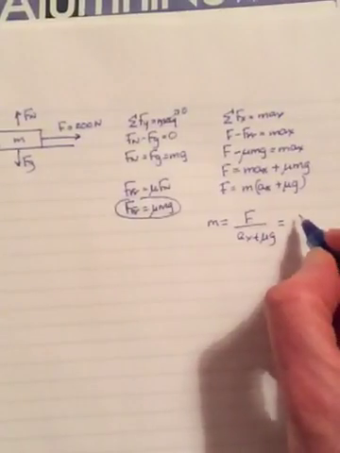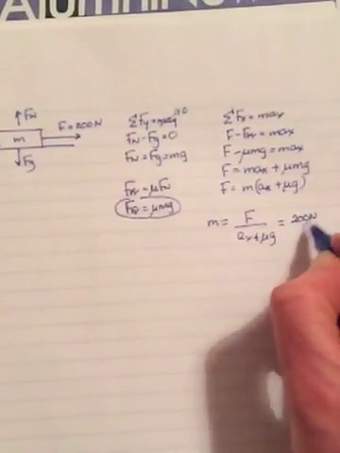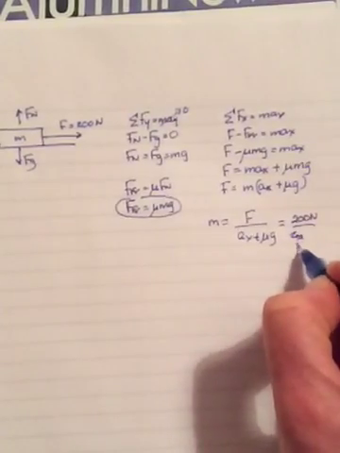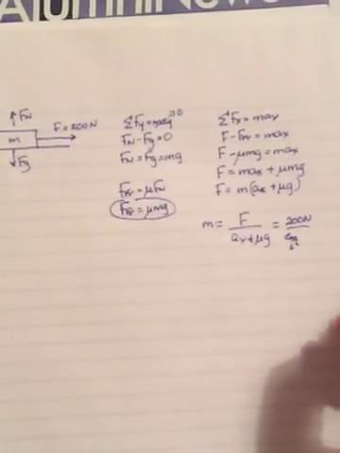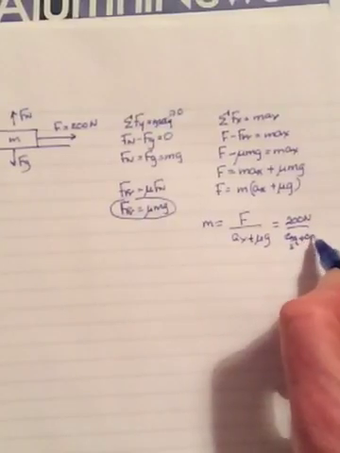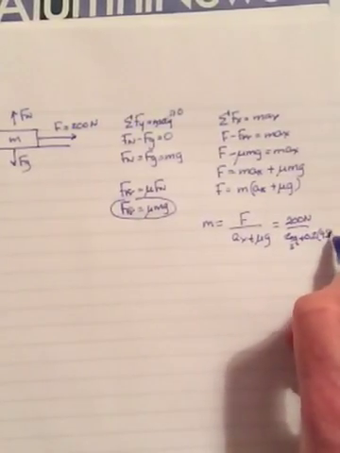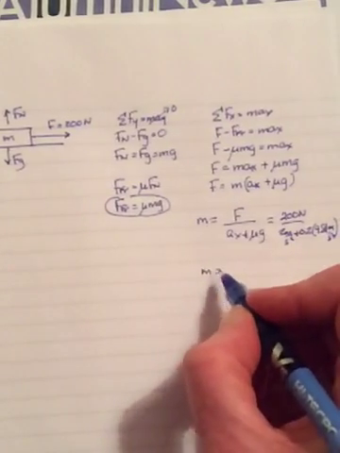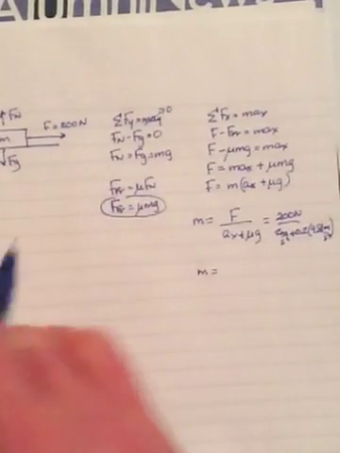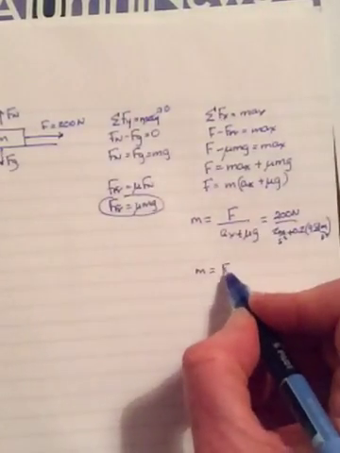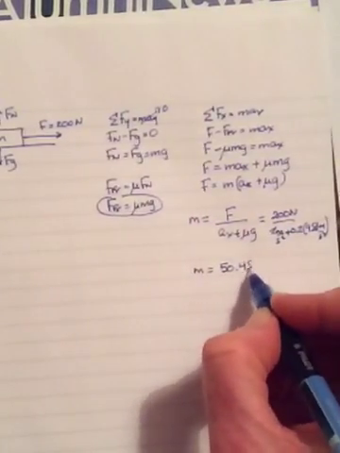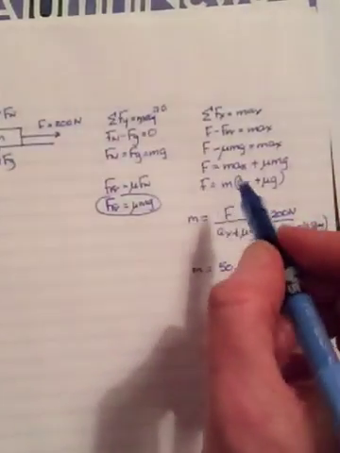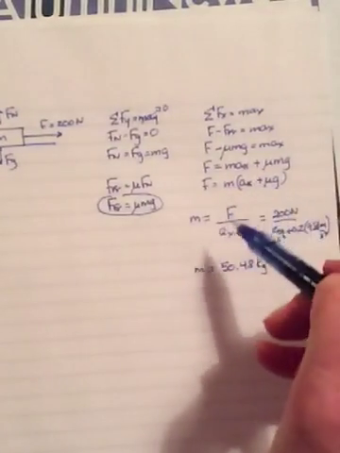F, they told us, was 200 newtons. A was 2 meters per second squared. Mu was 0.2, and g 9.81 meters per second squared. Okay? And then you carefully punch all that into your calculator, and you should get something like 50.48 kilograms.